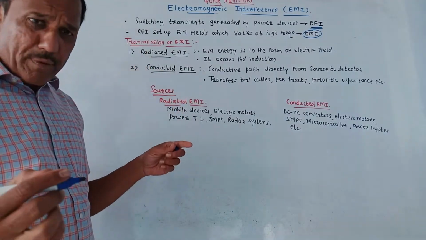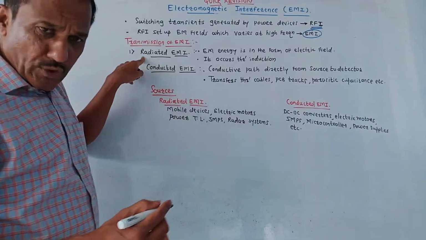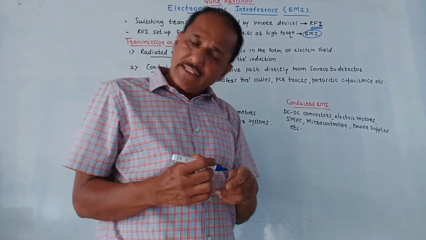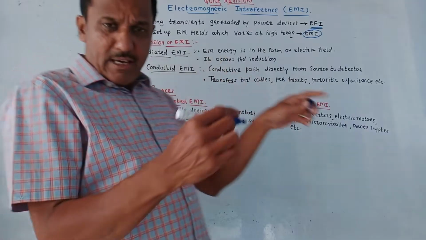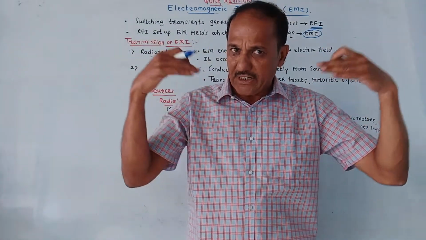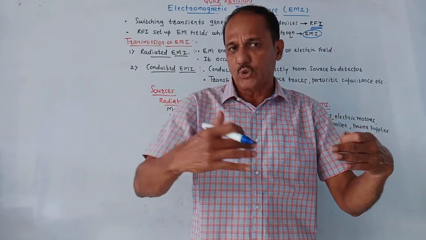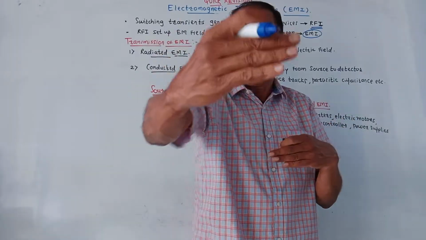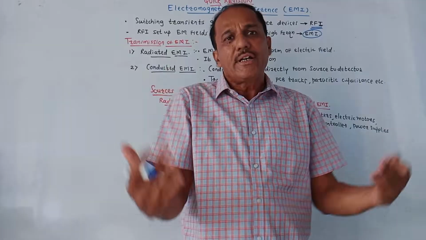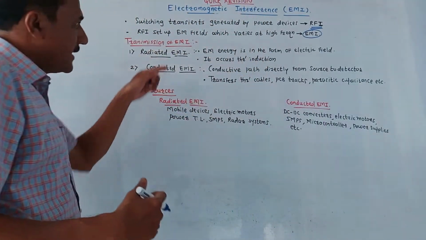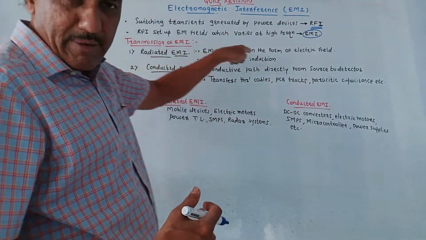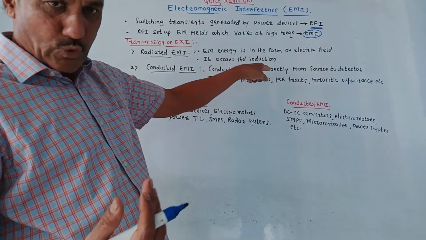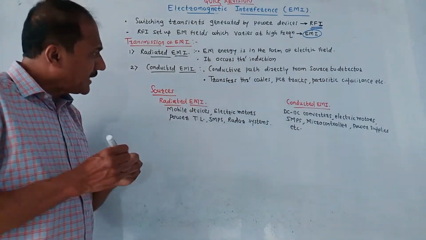Now, transmission of EMI takes place due to two reasons. First is radiated EMI, second is conducted EMI. As the name indicates, in case of radiated EMI, the transmission of electromagnetic interference takes place due to the induction effect. That means there is no direct conduction, but due to radiation, due to the induction effect, the transmission of EM energy takes place. This EM energy is transmitted in the form of an electric field, and it occurs due to induction. Second is the conducted EMI.